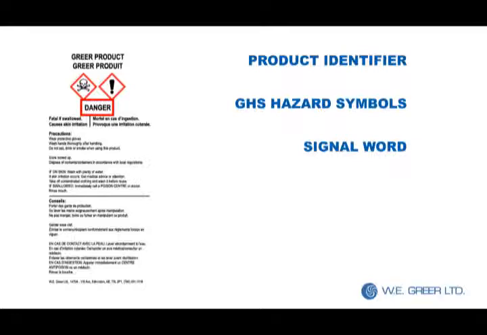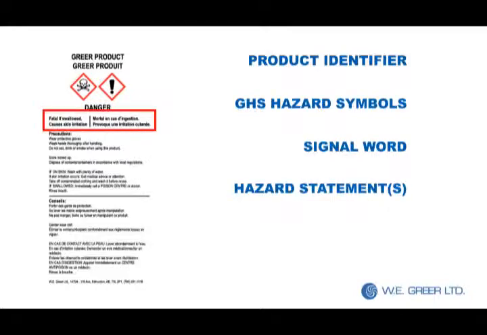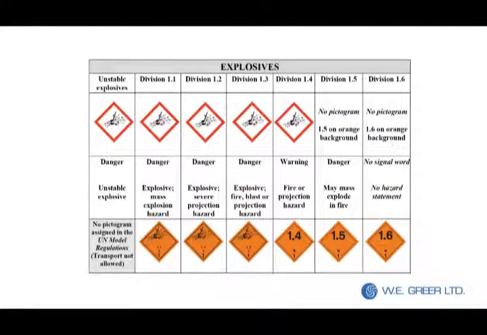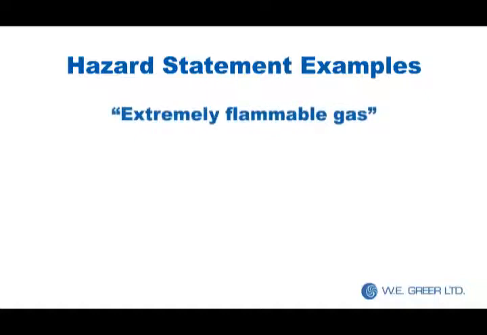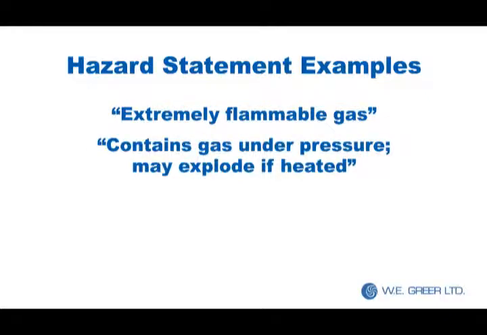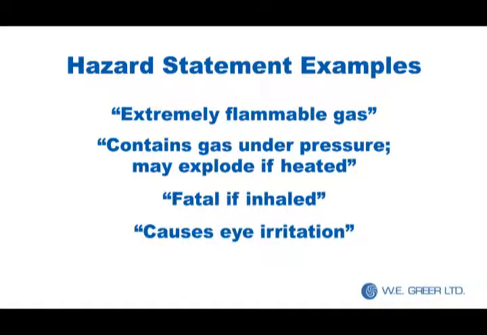As mentioned before, there are only 2 possible words: danger, which refers to more severe hazards, and warning, which refers to less severe hazards. The hazard statement or statements are standardized descriptions of the hazards. Within each physical, health, and environmental class, there are a series of categories that range in severity. Each category has an assigned hazard statement. Some examples of hazard statements include extremely flammable gas, contains gas under pressure, may explode if heated, fatal if inhaled, causes eye irritation, or may cause cancer.